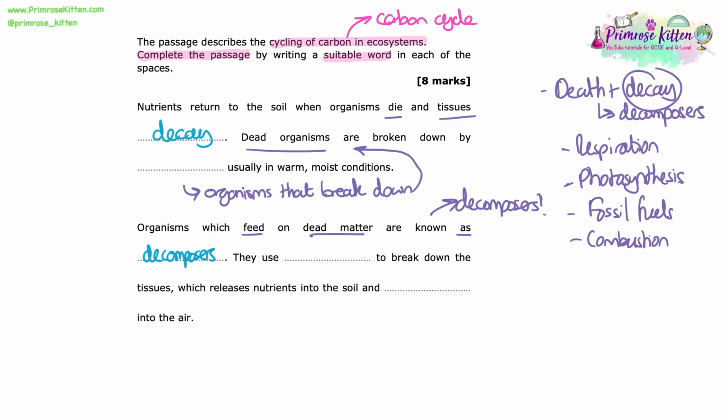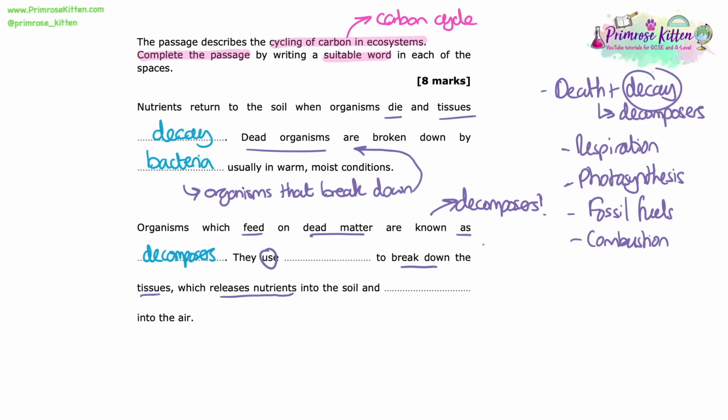So these are conditions that allow certain types of organisms to thrive and grow. And so we need to mention a type of organism that is a decomposer. So bacteria or fungi. That's why that word goes in there, because it's talking about the conditions that they grow in really well. The decomposers use something to break down the tissues which release nutrients into the soil.